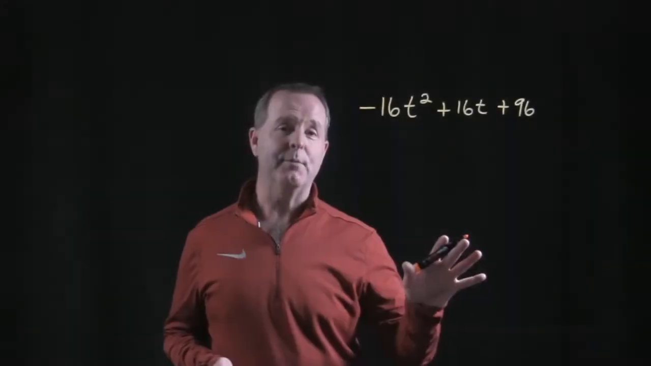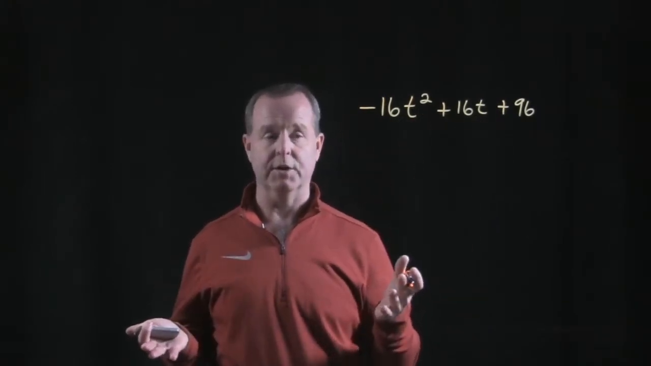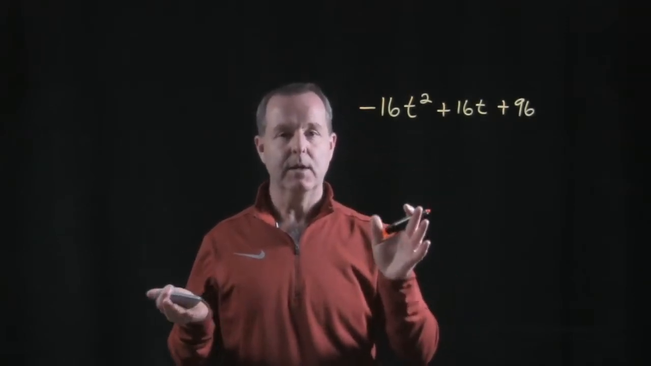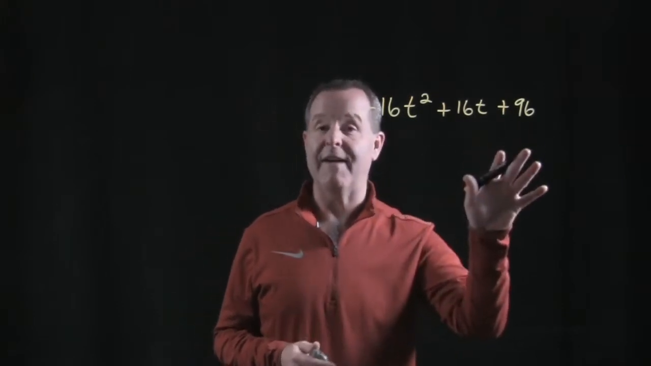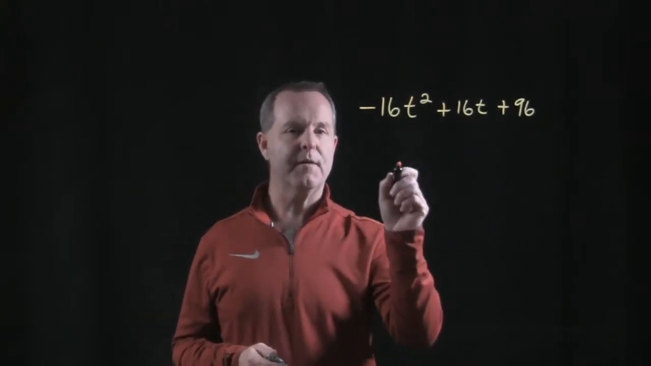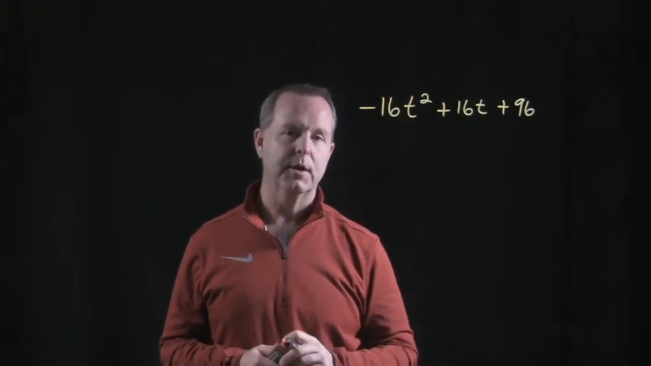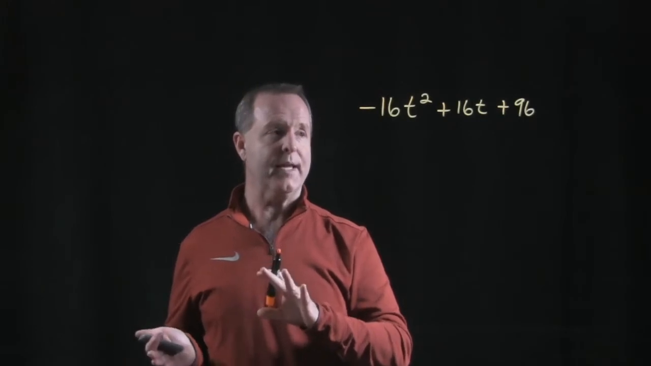Now our last example here is one that we get from an expression called the position function. It basically talks about the location of an item, or the position of the item, after so much time. So let's see if we can factor this one. What's unique about this one is you notice that I have a negative coefficient on the leading term. So what we want to do is factor out a negative value if we can.